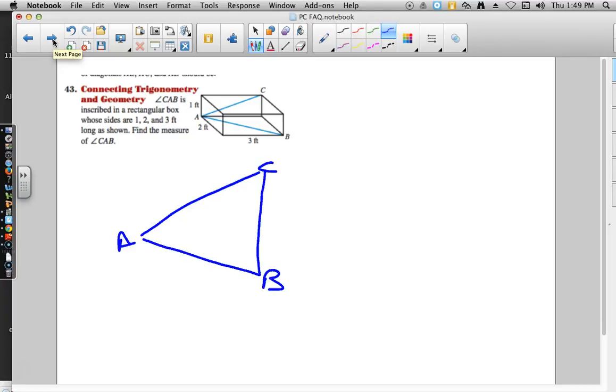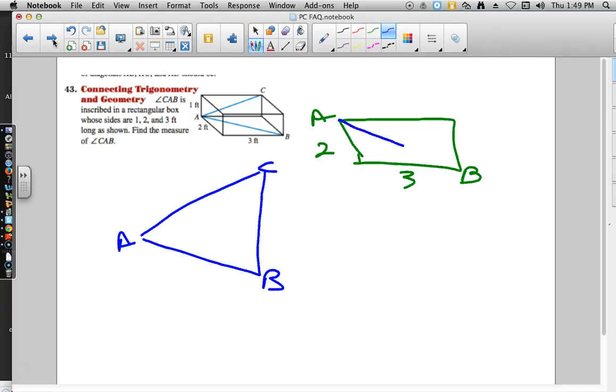The problem is, I don't have the measurements for the lengths of the sides just yet. I have to find those. So I noticed that from the bottom parallelogram, I can figure out the length of AB. And that's going to be by using the fact that if this is a rectangular box, I have a 90-degree angle down here, and I would use the Pythagorean theorem.